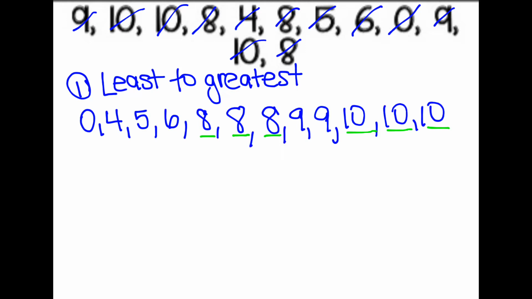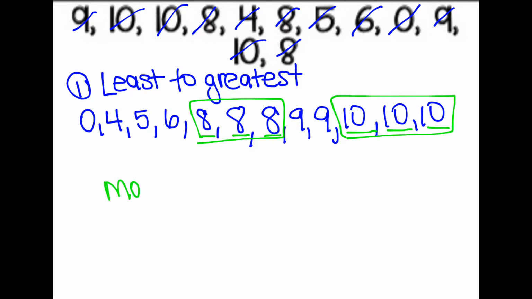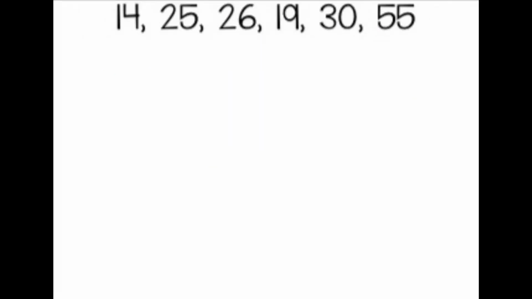When looking at this data set, we have 3 8s, 3 10s. In this case, we have more than one mode. Our mode equals 8 and 10. We have more than one mode in this data set.